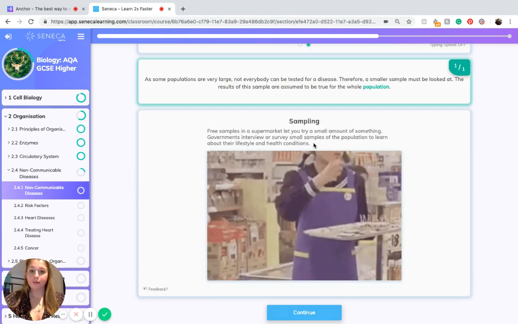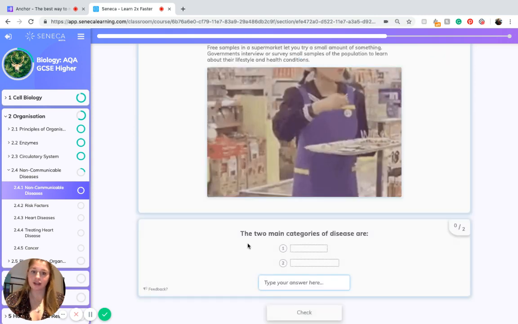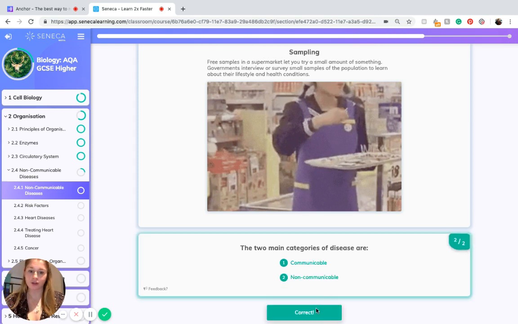So just to recap, free samples in a supermarket let you try a small amount of something. Governments interview or survey small samples of the population to learn about their lifestyle and health conditions. So as I mentioned at the beginning, there are two categories of disease. So let's just remember what they are. They're communicable, which means that they can be transferred between organisms, and non-communicable, which means that they cannot be transferred between organisms.